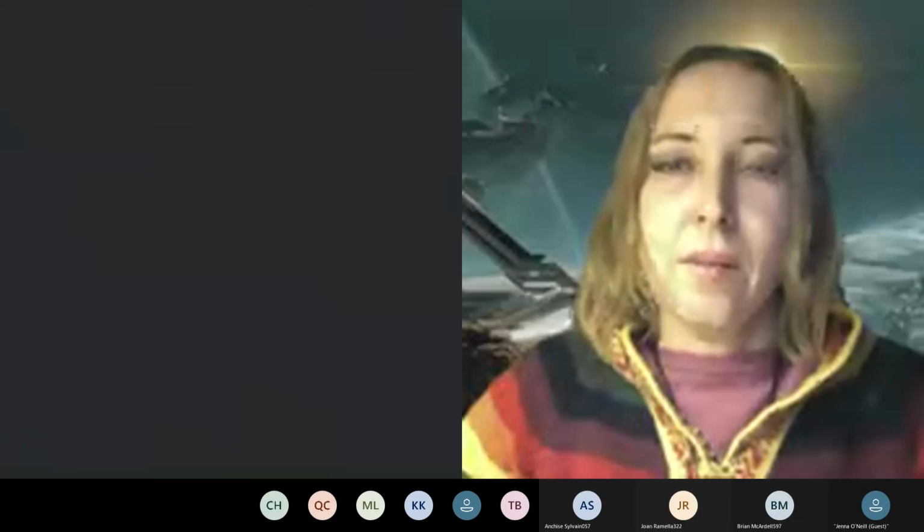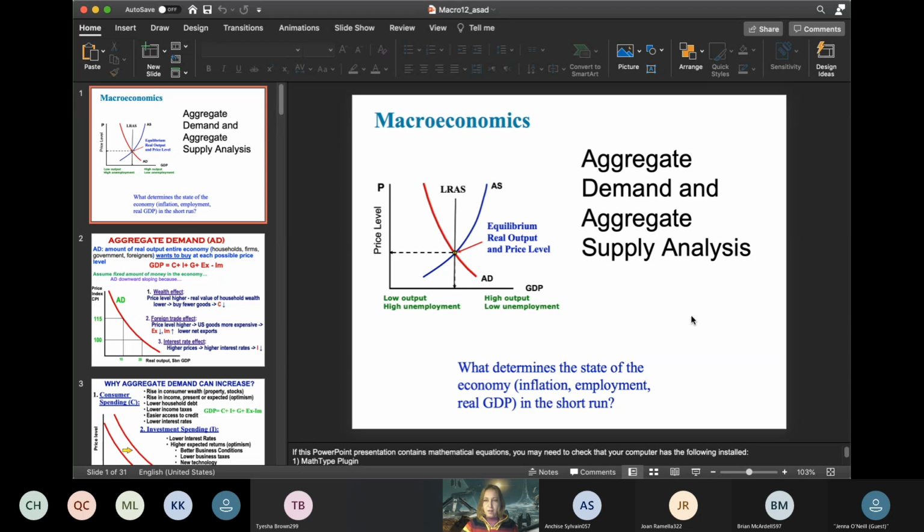Okay, the topic of the day is aggregate supply and demand analysis. And you see the graphs, right? They're coming up. That's like a preview of what we're going to be looking at today. A lot of graphs.